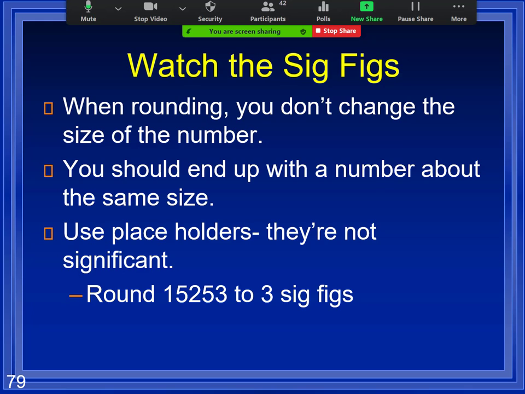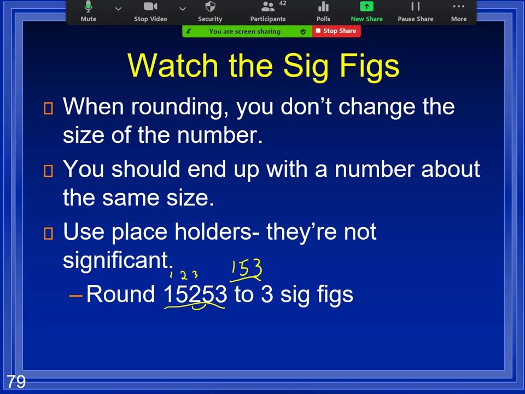So if I ask you to round 15,253 to 3 significant figures, I'd look at it and I'd say, the first sig fig is the 1, the second's the 5, the third is the 2. Behind that 2 there's a 5. So I write 1, a 5, and a 3. But 153 is not the same size as $15,253.